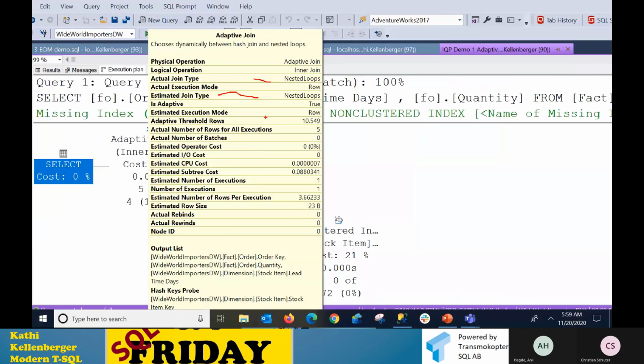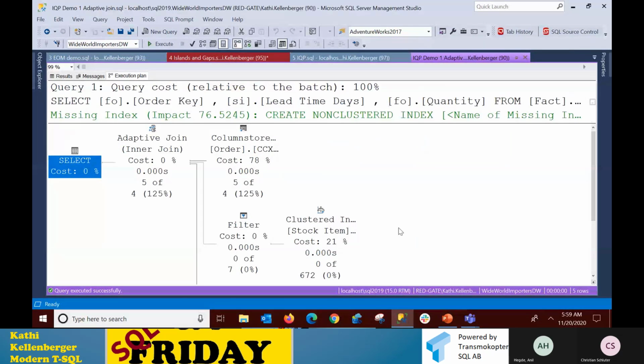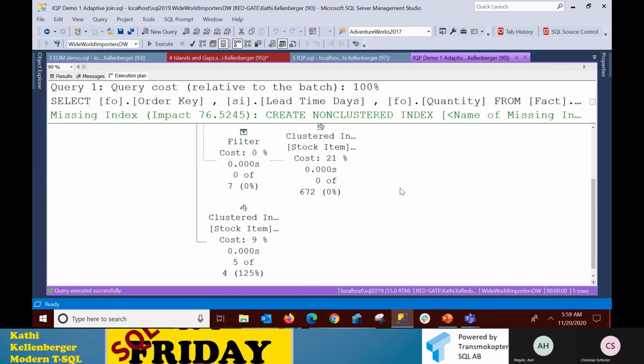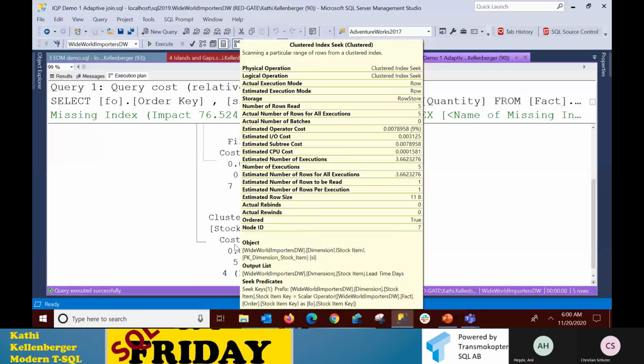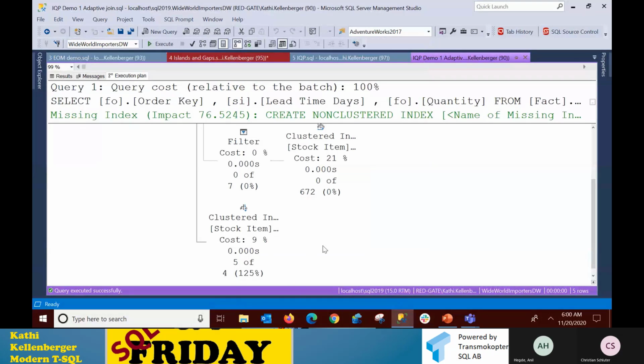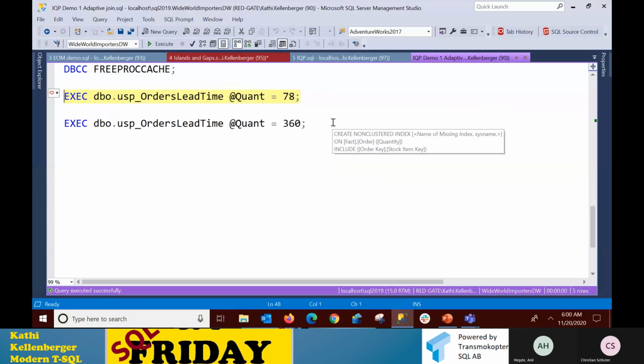So for this small number of rows, I want the nested loop. And what's really odd is that I see that path coming in for the large number of rows, but it wasn't used. And here's the path that I would expect for the small number of rows. So that's pretty cool. Let's see what happens if I run 360.